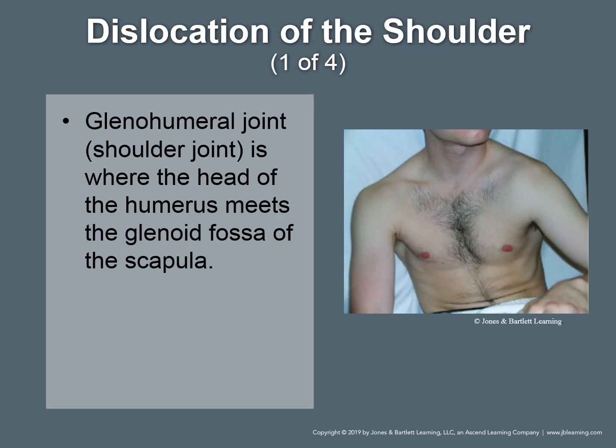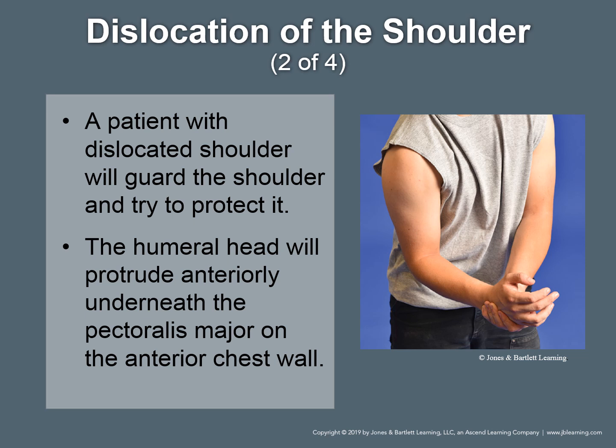It's just a picture of a shoulder dislocation. That's where the head, or the end of the humerus, disconnects from the joint. Fairly common injury. A patient with a dislocated shoulder will guard the shoulder and try to protect it. They're not going to want you to pull on it. The humeral head will protrude anteriorly, so you'll have some deformity up there.